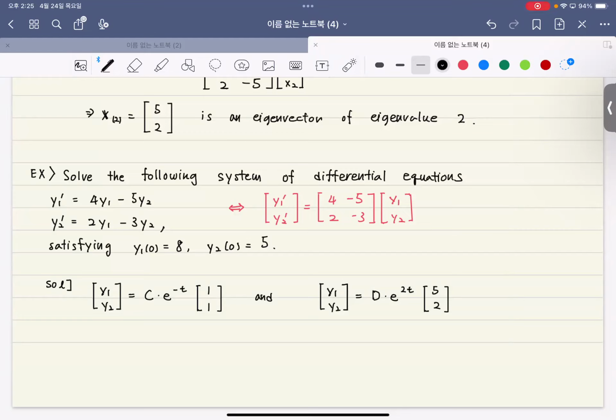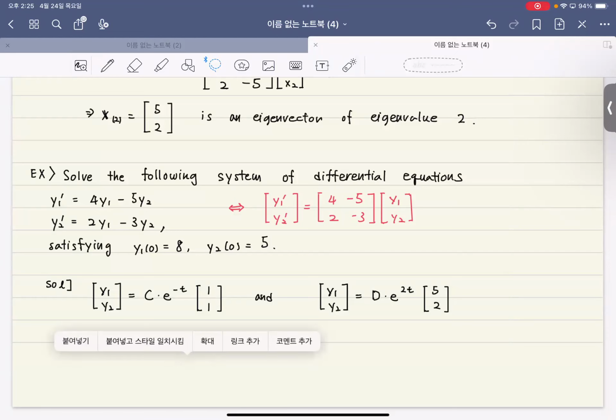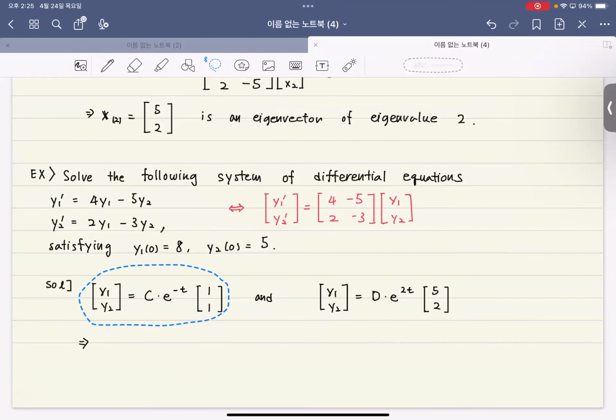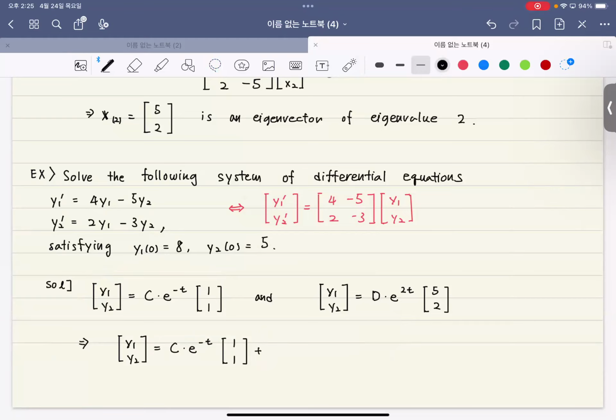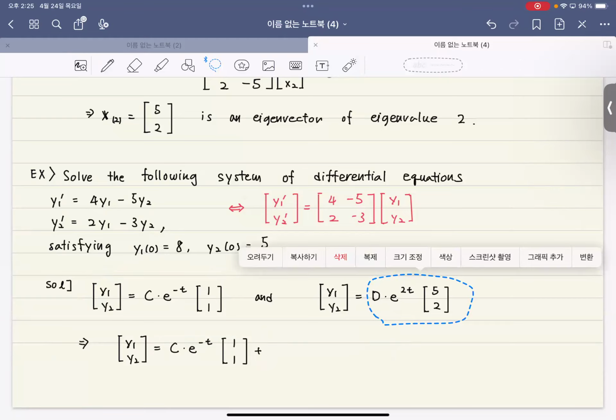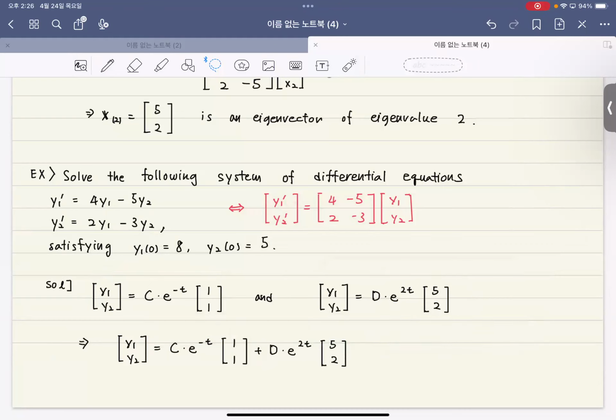So these two functions can each be a solution of this differential equation. And I told you, whenever you find any two solutions of the differential equation, their linear combination is another solution of the same differential equation. So this one plus this one is a solution. Okay, good, so far so good.